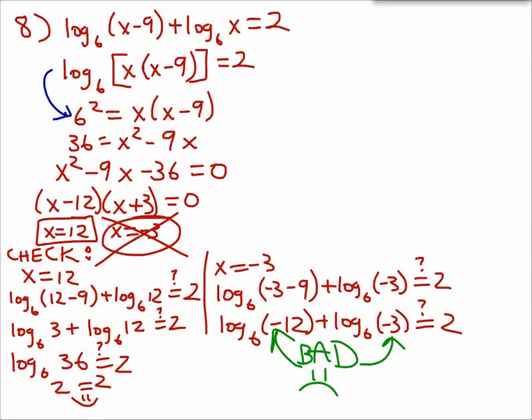Do the check. 12 will turn out to be just dandy and happiness. Negative 3 is no good because you end up with log base 6 of negative 12. You also end up with log base 6 of negative. You may not have negative things in your logs. You may not have log of a negative number. Boom. Full stop. So negative 3 is extraneous. 12 is the answer. And that is the end of this checkpoint.